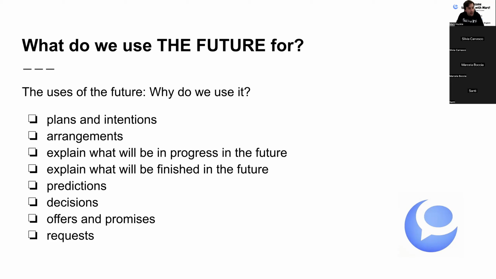Now, we also have sudden decisions. If something is a decision in a specific moment, we use will. Imagine you go to a cafe. You don't know what you want to drink. When you arrive, they ask you, what would you like to drink? You say, I will have a coffee. It's because you make the decision in that moment. It is an instantaneous, sudden decision.